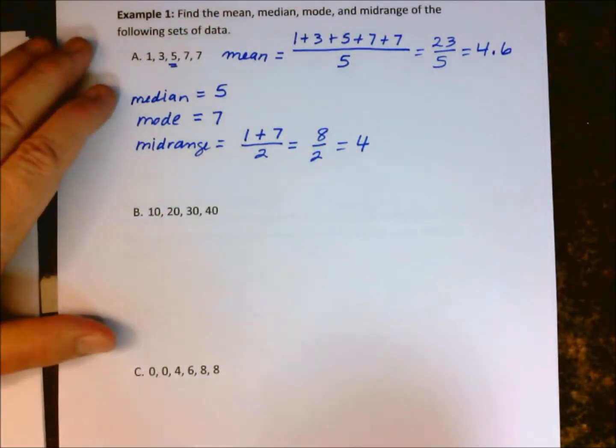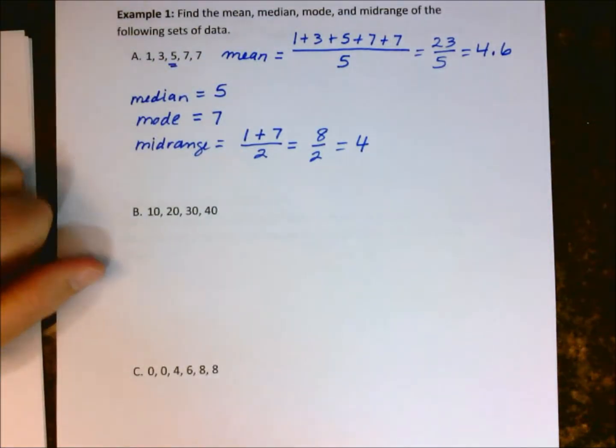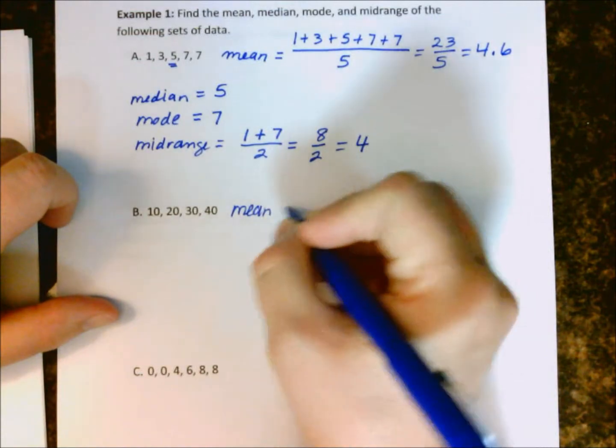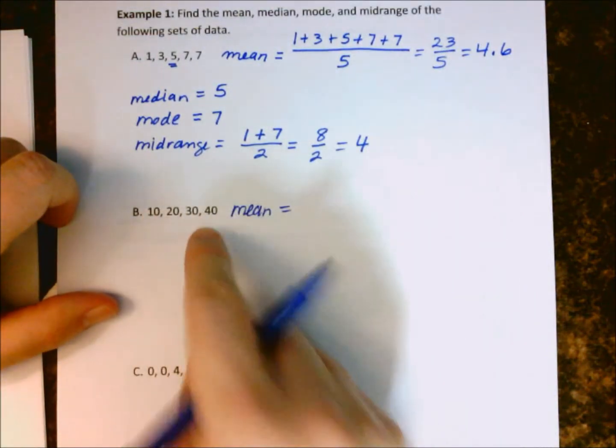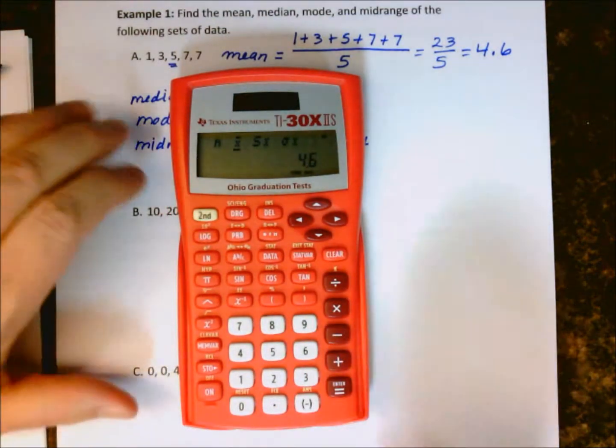Okay, next example. This has only 4. Notice we had 5 up here, and it was really easy to find the middle. This next one's a little different. So we begin by calculating the mean, and you could simply add these 4 numbers and divide by 4, but I'd like to do this again on the calculator because that's probably new to you.